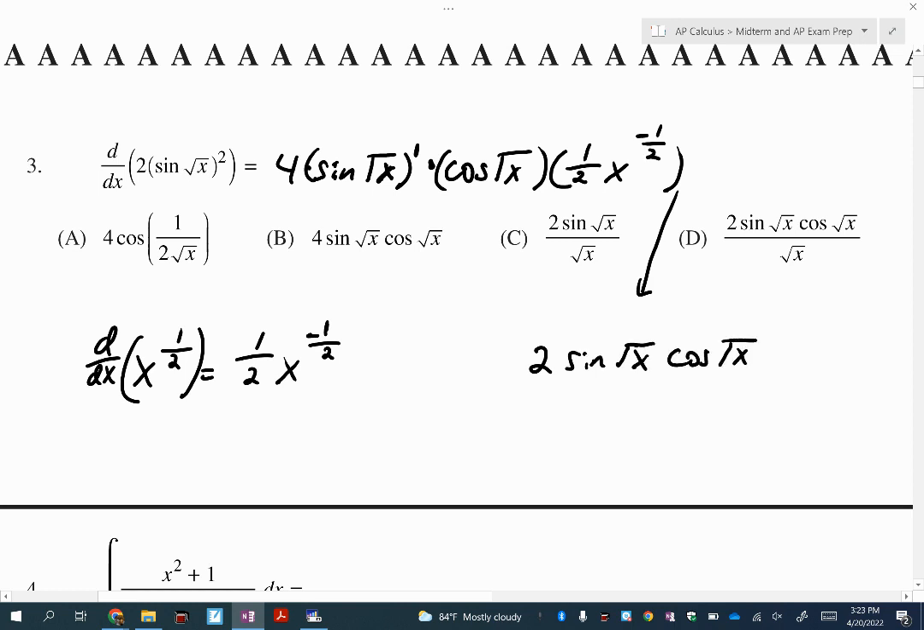And now watch this. Do you see how this says x to the negative 1/2 power? I'm going to move that where? To the bottom, where it becomes x to the positive 1/2 power, which is the same as writing the square root of x.